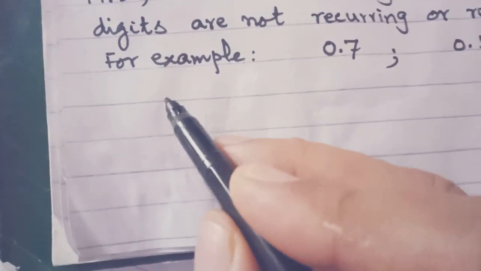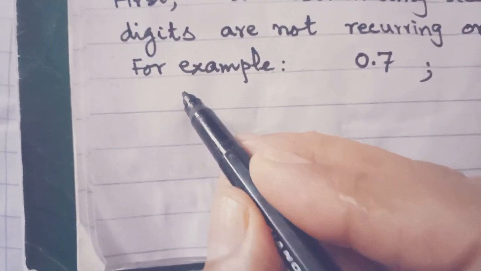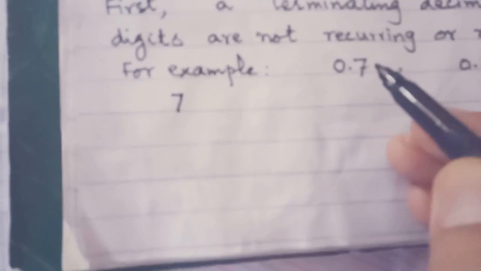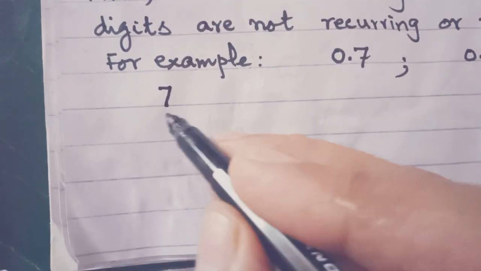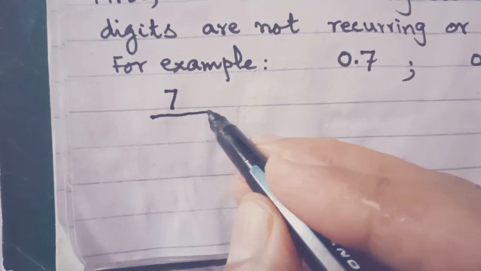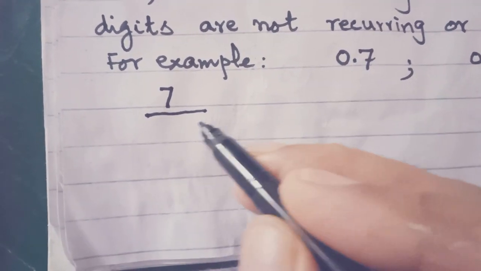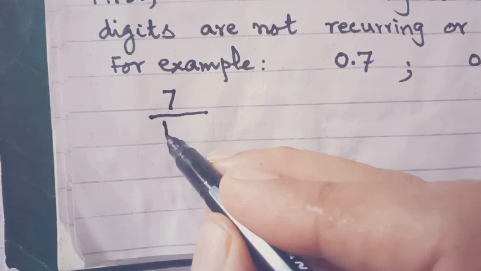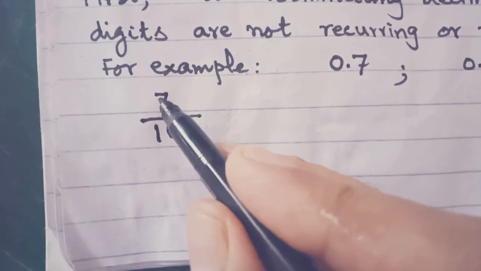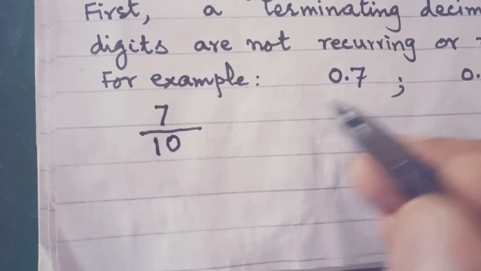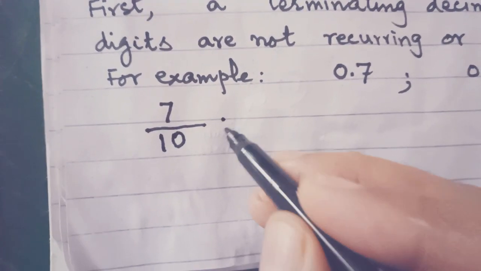So we write down the number like this, 7, and we see how many digits there are after the decimal. There is only one digit, so in place of the decimal we put 1, and in place of the number we put 0. There is only one digit after the decimal, so it becomes 7/10.